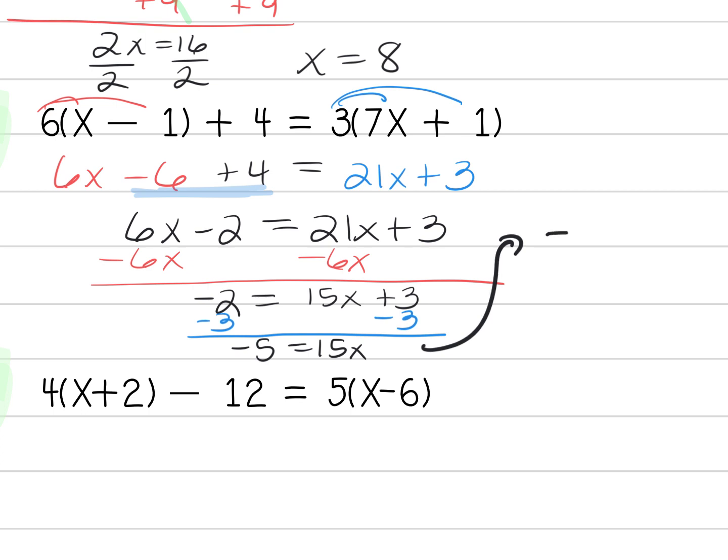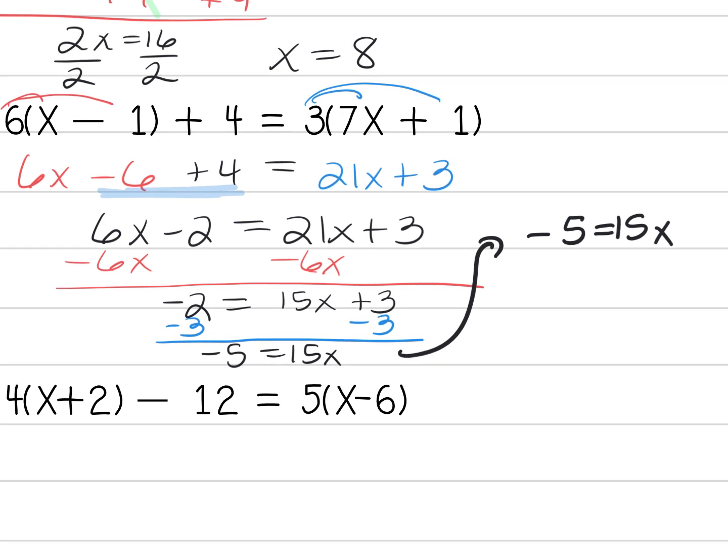So -5 equals 15x. Remember, whenever you're solving for the variable, you're always dividing by that coefficient. So I'm dividing both sides by 15. And now I'm left with -5 over 15 equals x. And now I have to reduce that fraction. I can divide the numerator and the denominator by 5, and it'll reduce to -1/3.